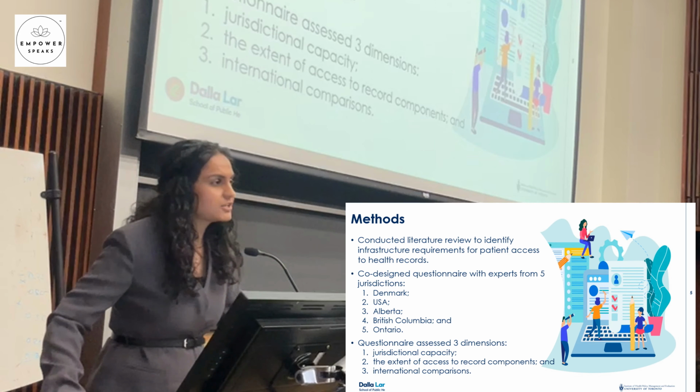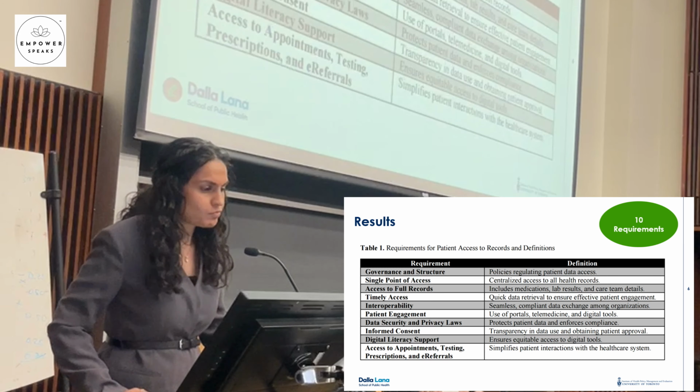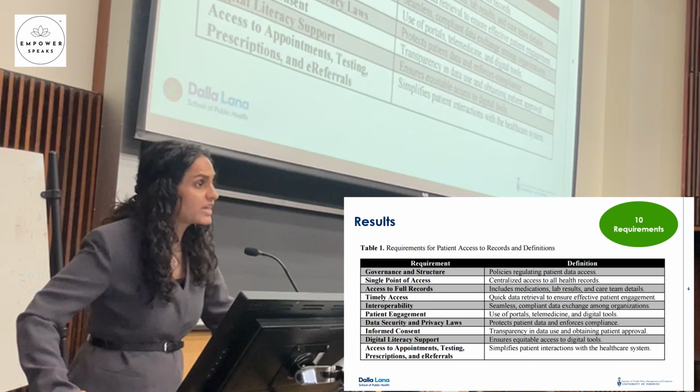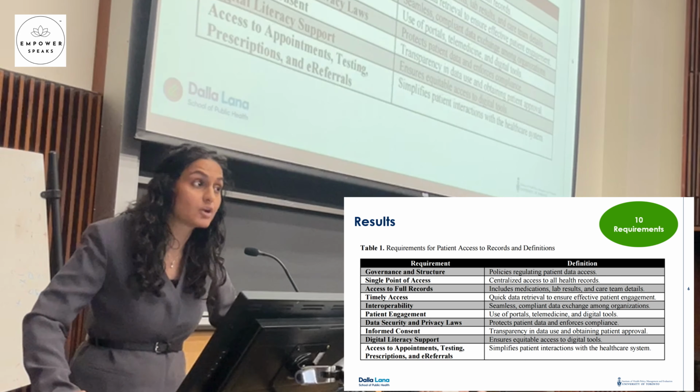The next piece, international comparisons. So, as I mentioned earlier, the argument may be made you're comparing apples to oranges. For example, the States, they are privatized. We are mainly public, right? But there are some private components. And so we need to be cognizant of that when we are comparing and can learn from each other that way. Okay, so that's the methodology. What did the results tell us? We came up with 10 requirements in total.